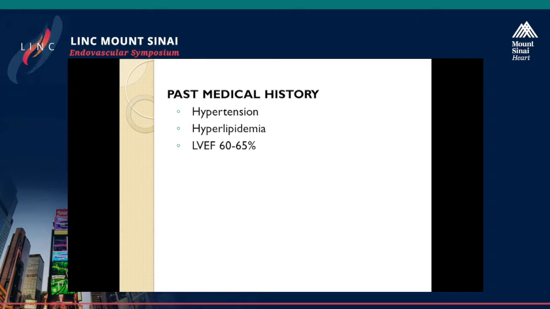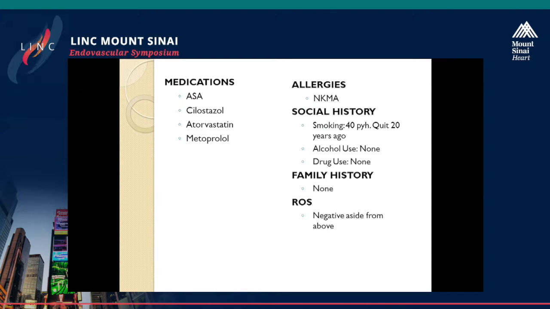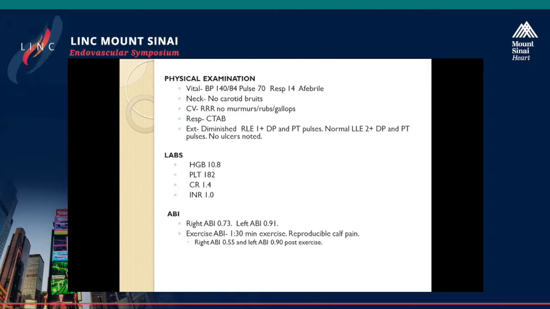Next slide, please. As you know, the past medical history, the ejection fraction is normal, and she's got some risk factors. Next slide. On appropriate medications, including aspirin and cilostazol, as well as a statin and beta blocker. The patient has a long previous history of smoking, but quit 20 years ago. Next slide, please. Examination reveals normal vitals. Extremities reveal 1+ DP and PT pulses in the right lower extremity. Left is normal. Labs you can see there, hemoglobin is 10.8 and a creatinine of 1.4.